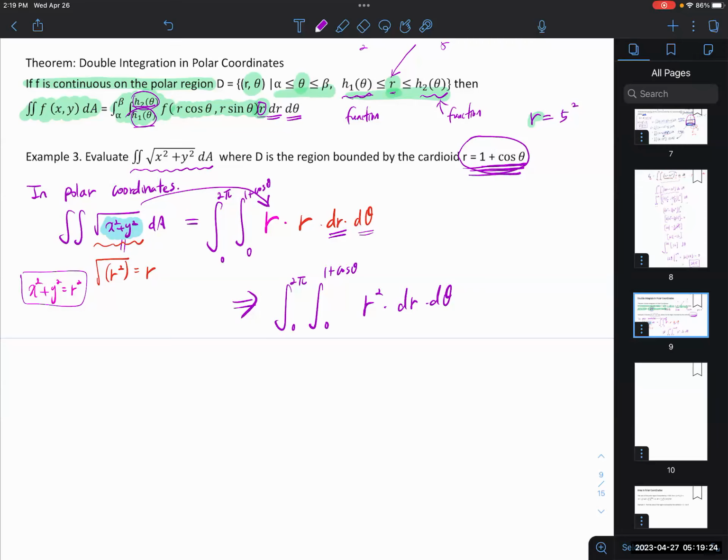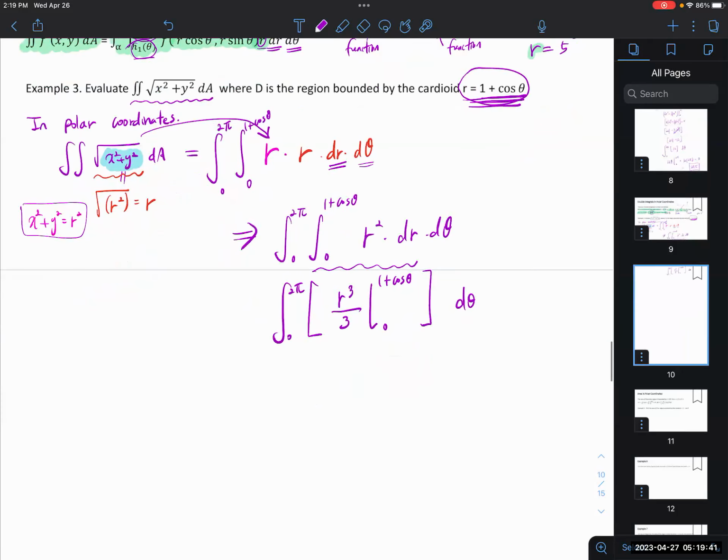Beautiful. So same step, take the integral inside. What is it? So we have r cubed over 3, from 0 to 1 plus cosine theta, and then 0 to 2 pi d theta. And then I can complete the next step. This is going to be 1 over 3. We have 1 plus cosine theta to the third power minus 0, that's 0. And then now you are going to take the integral d theta.